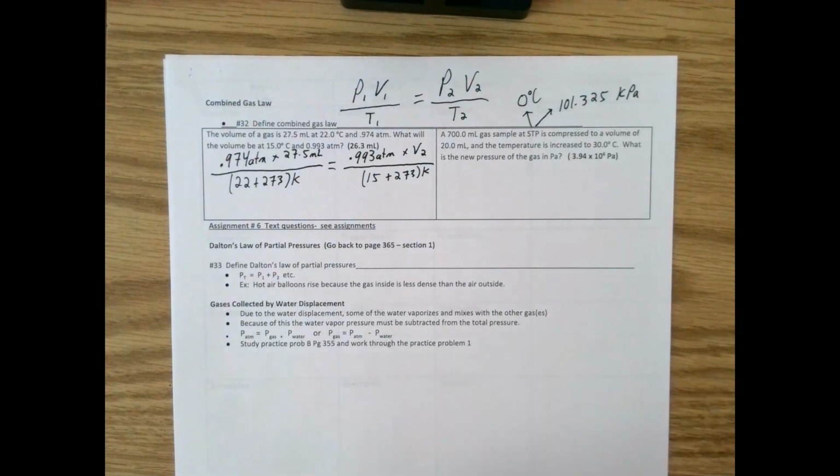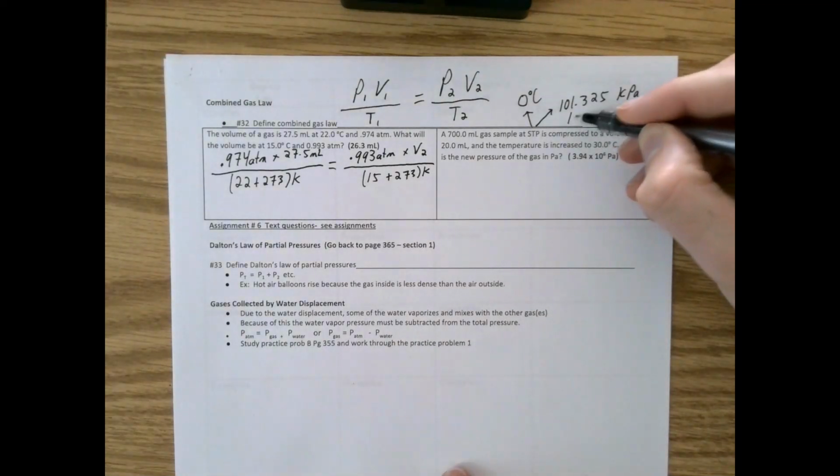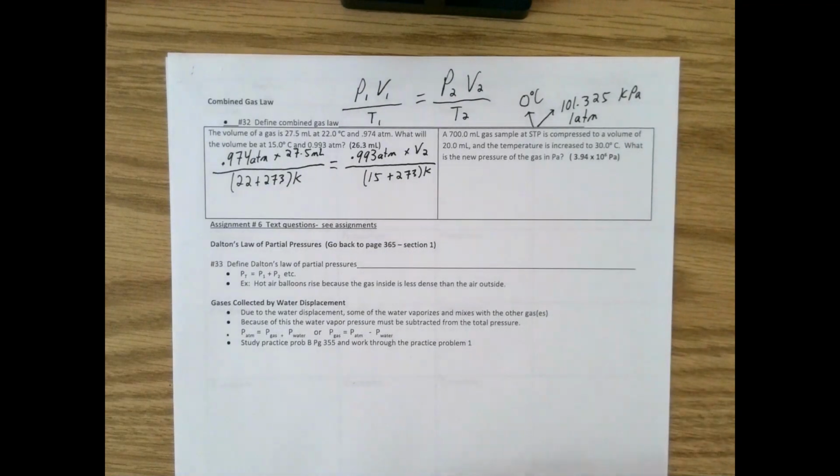The other option would be just to go ahead and do the calculation with 1 atm, and then your final answer, your P2, will come out in atm. Then you can do the calculation to convert from atm to kilopascals, and then from kilopascals to pascals. So go ahead and try that one on your own. Plug it in this formula, make sure you can get the correct answer.